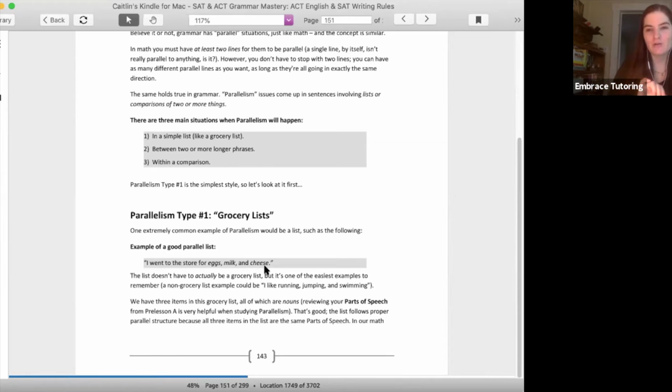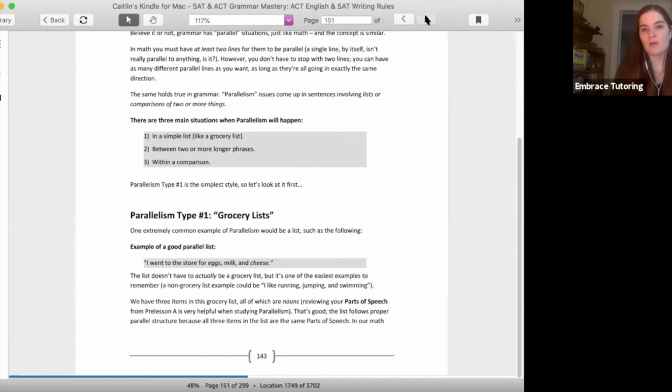You're not going to have nouns, adjectives, and adverbs all together necessarily either. So it has to have parallel structure. They have to be the same type of thing that you're listing. The list in this case is following proper parallel structure because all three items are the same part of speech.